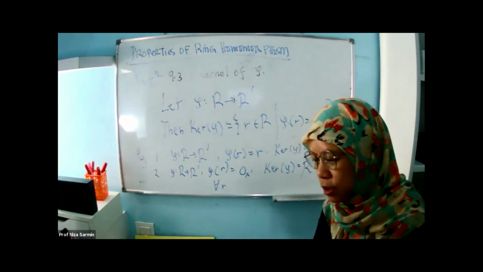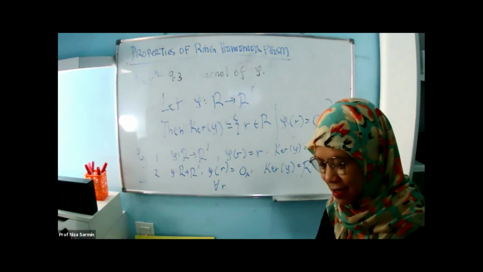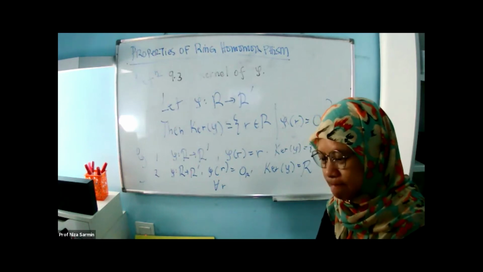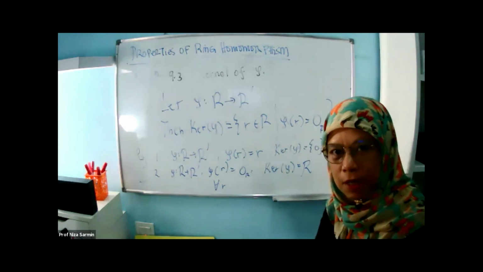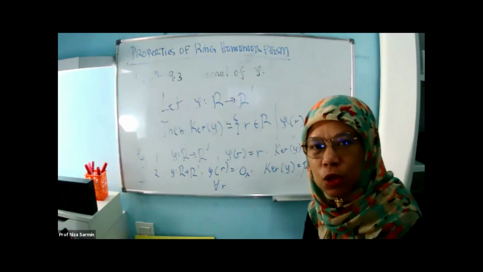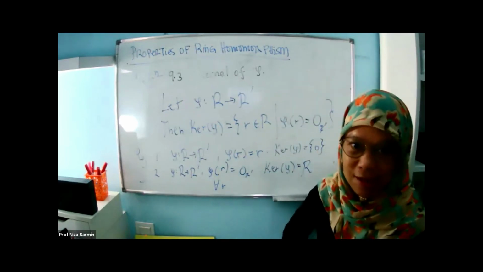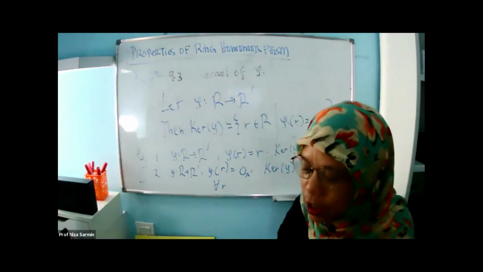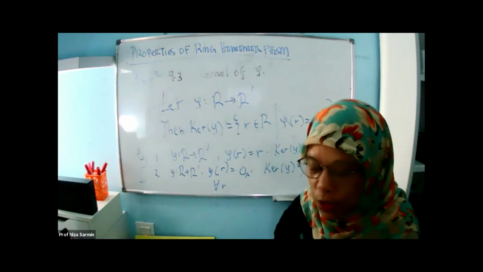This is very important. The kernel is an ideal. The same thing we do in groups, in which the kernel is always normal, remember? So in rings, the kernel is always an ideal.